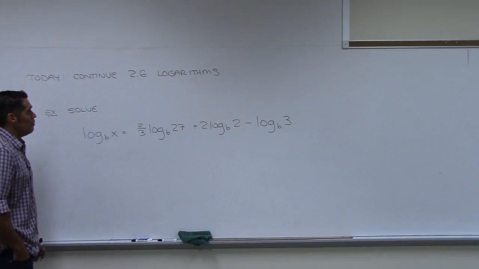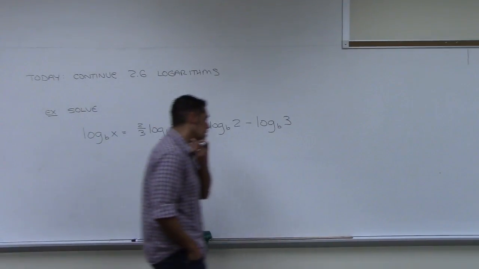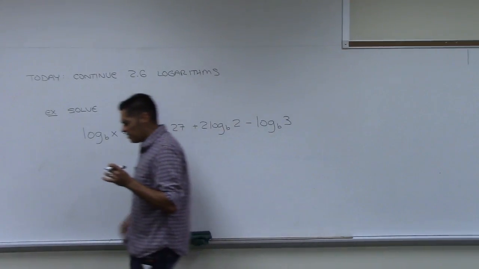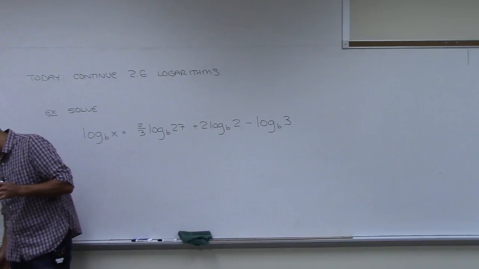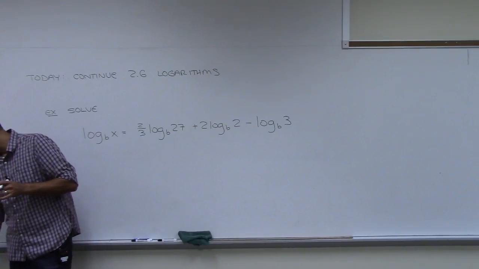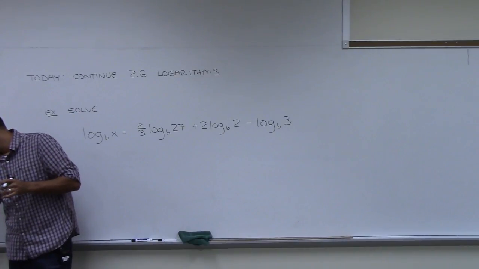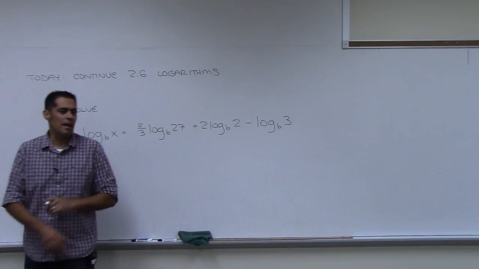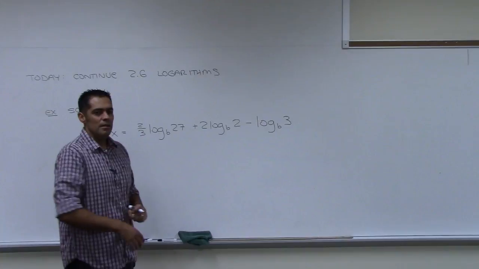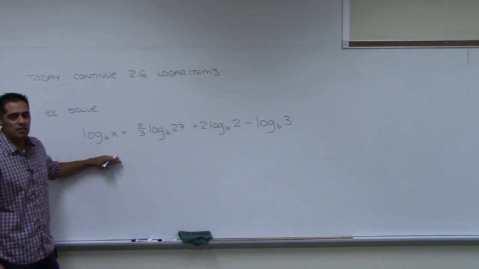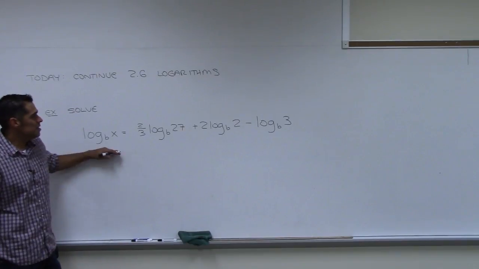Okay. All right, well, we're going to continue logarithms. Remember from last class, we had, was it 7 properties that I gave y'all? 8 properties? No. Oh, yeah, 7. 7 properties from last class. All right? I'm going to be using those properties now to continue this section with this example.